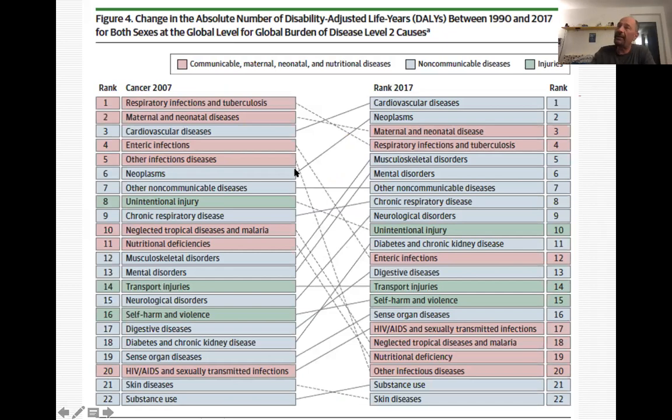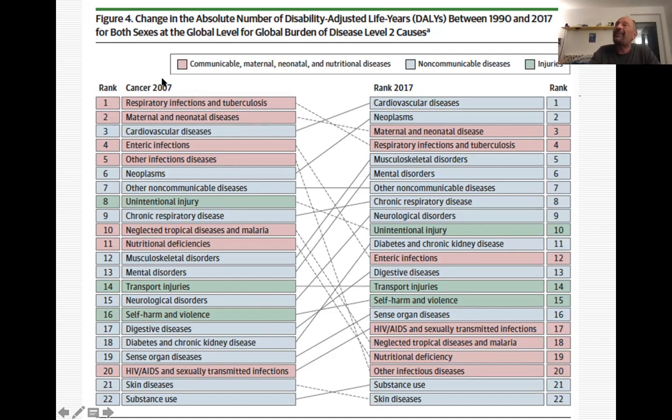What is really nice and really significant is that this is now the DALY, so this is not exactly the mortality, it's the sum of the years lost plus the disability loss between 1990 and 2017. And this was the situation in 2007. And this is the situation in 2017 in terms of ranking. And you see, this is a very good news, if you want.